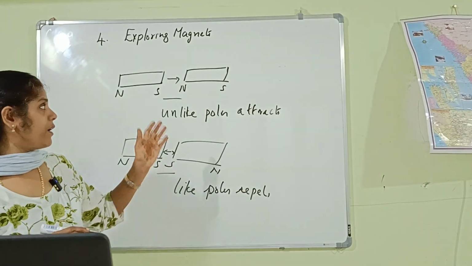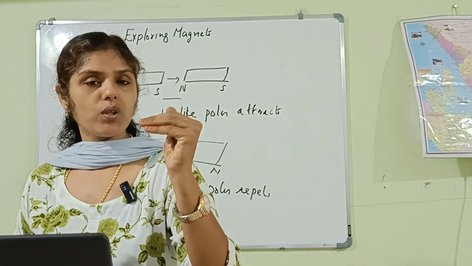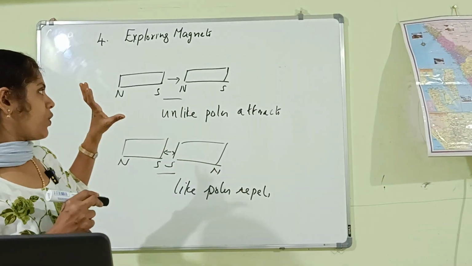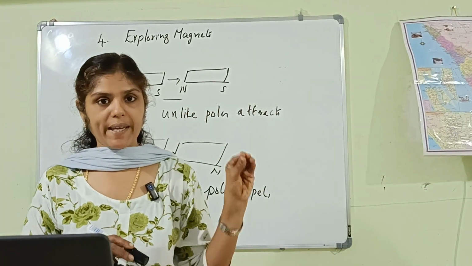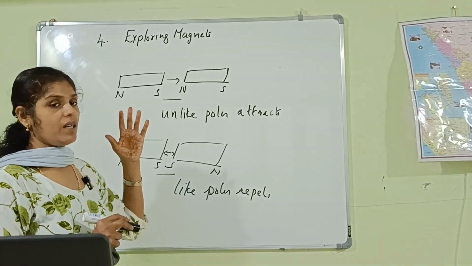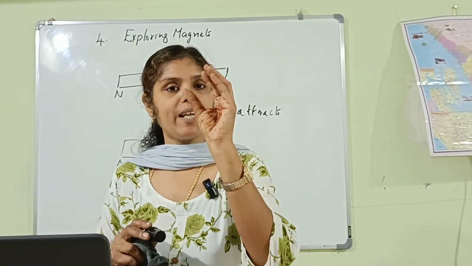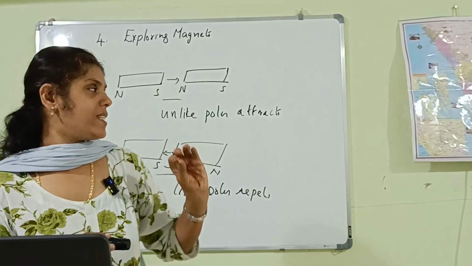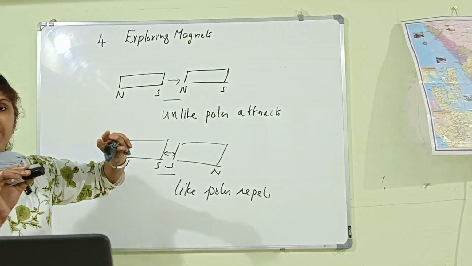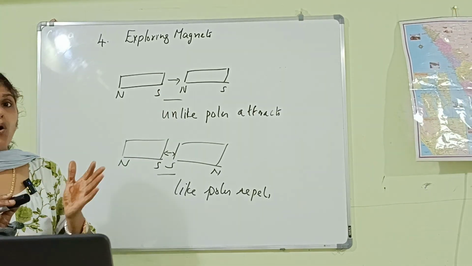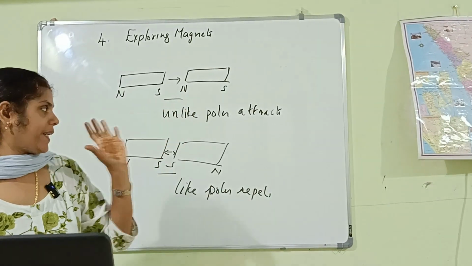So first, we understood that a freely suspended magnet always rests in the north-south direction, and the compass needle is another device which makes use of this property of the magnet. In the magnetic compass, a needle is made of magnet, and it shows this property. That is, when it is freely suspended, it always rests in the north-south direction.